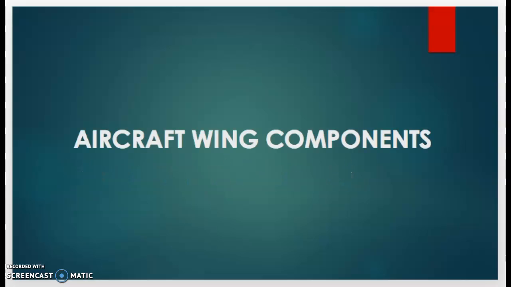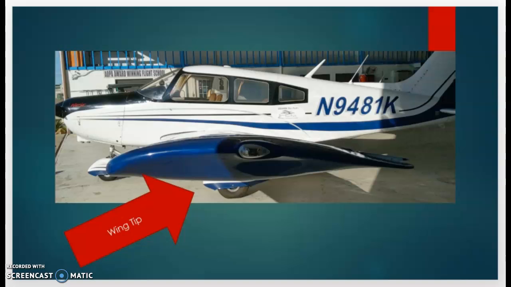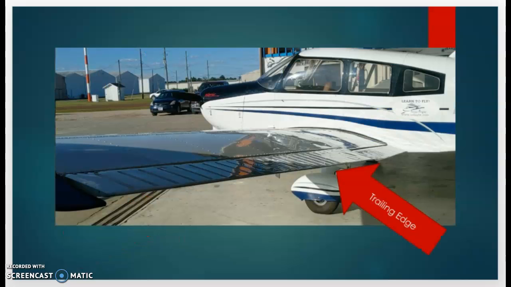So to start off, we're going to be looking at a few pictures of a Piper Warrior, and we're going to look at the wing and its components. So here is a Piper Warrior from my flight school. This first picture is pointing to the leading edge of the wing. Here is the wing tip and the trailing edge.